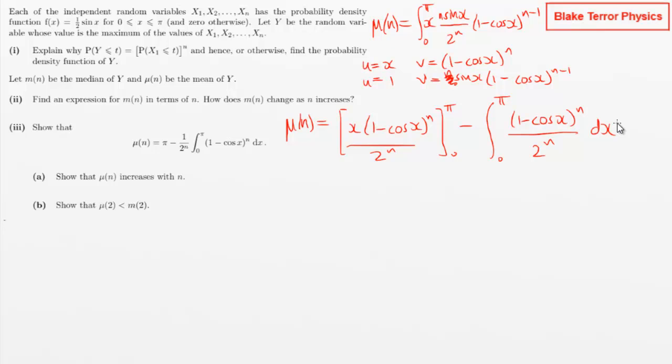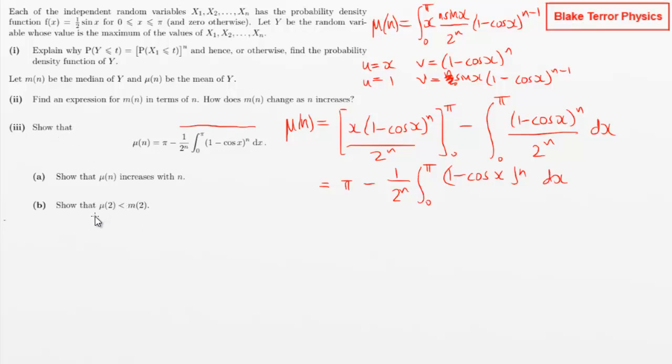Okay, is that looking anything like, yeah, that is the integral that I've got in the second part of what they want as the answer. So I just need to evaluate this first term on the right hand side. That is going to be pi times, well, 1 minus minus 1, so 2 to the n divided by 2 to the n. So yeah, it comes out exactly what we want. Pi minus 1 over 2 to the n, integral from 0 to pi, 1 minus cos x to the n dx. Okay, so that bit wasn't so bad.